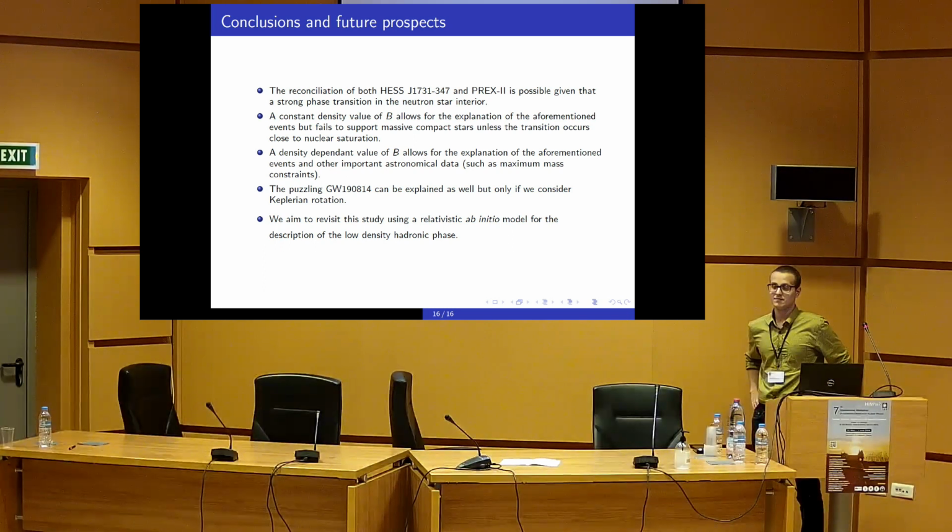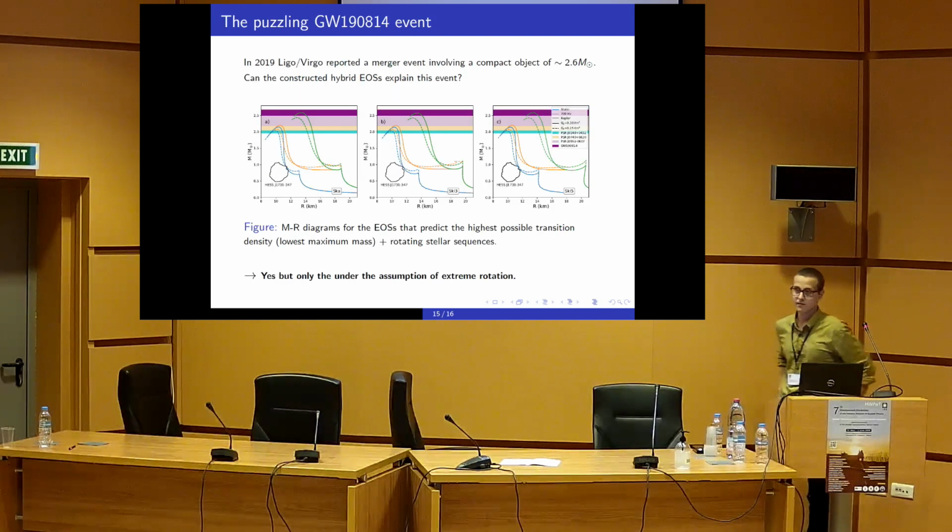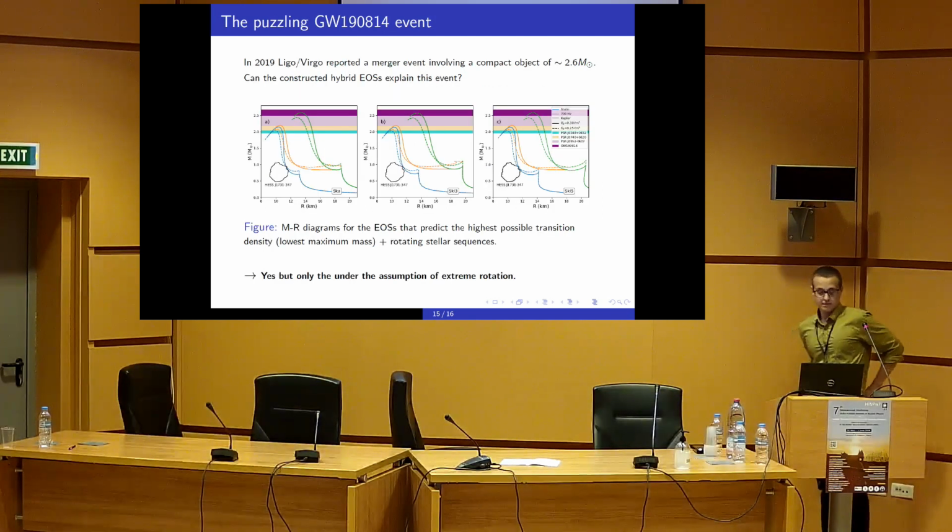The result from LIGO, the puzzling GW event. Have you postulated any possible mechanism that might come up with that sort of extreme rotation?